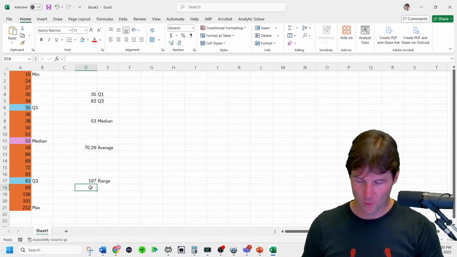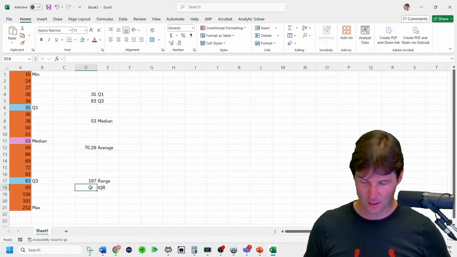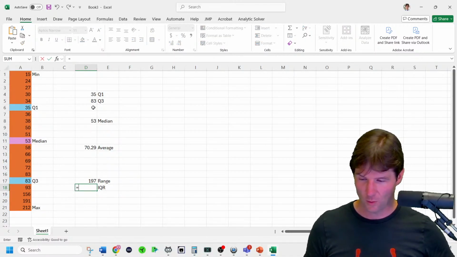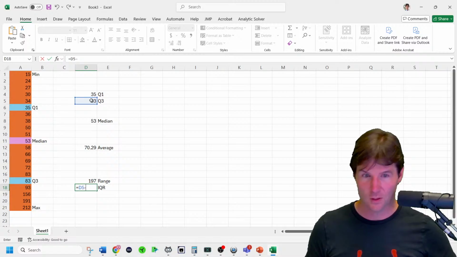Now we're going to find the IQR, which is the range of the middle 50%. So we just go here, equals Q3 minus Q1.